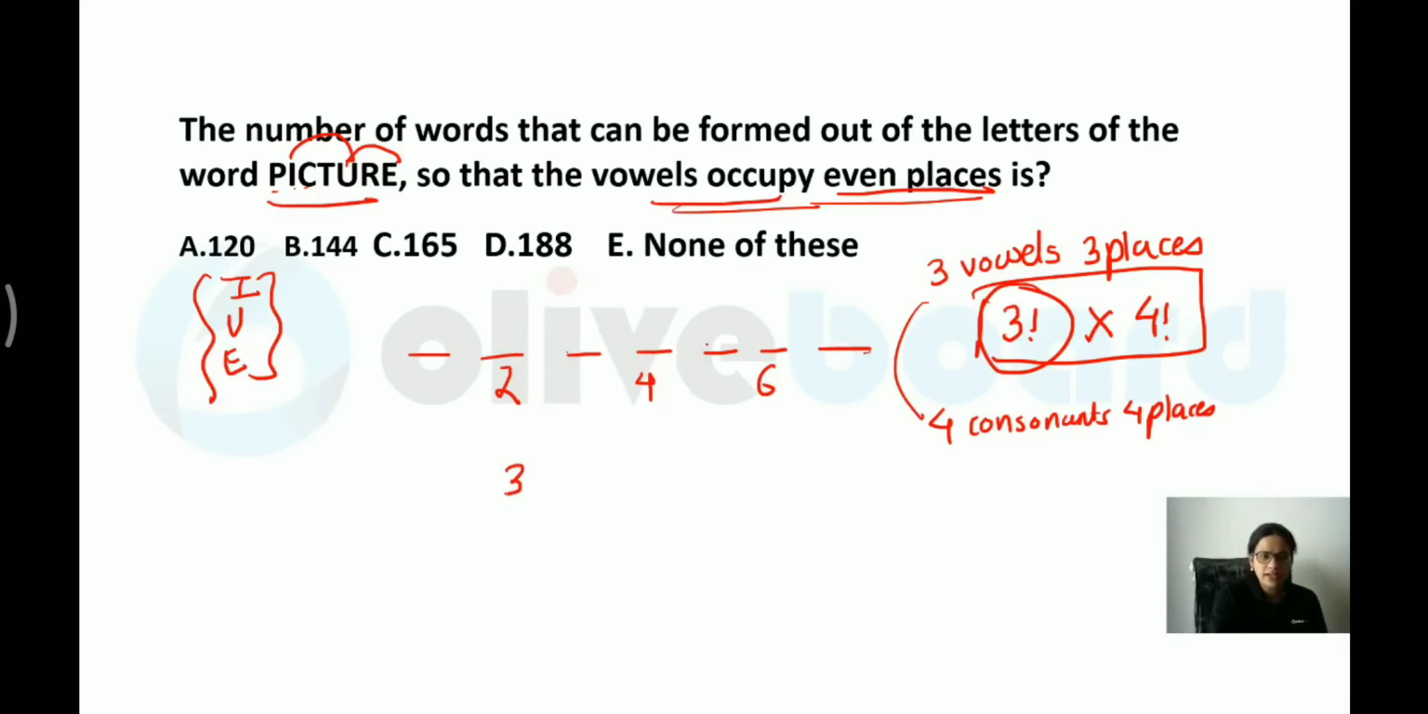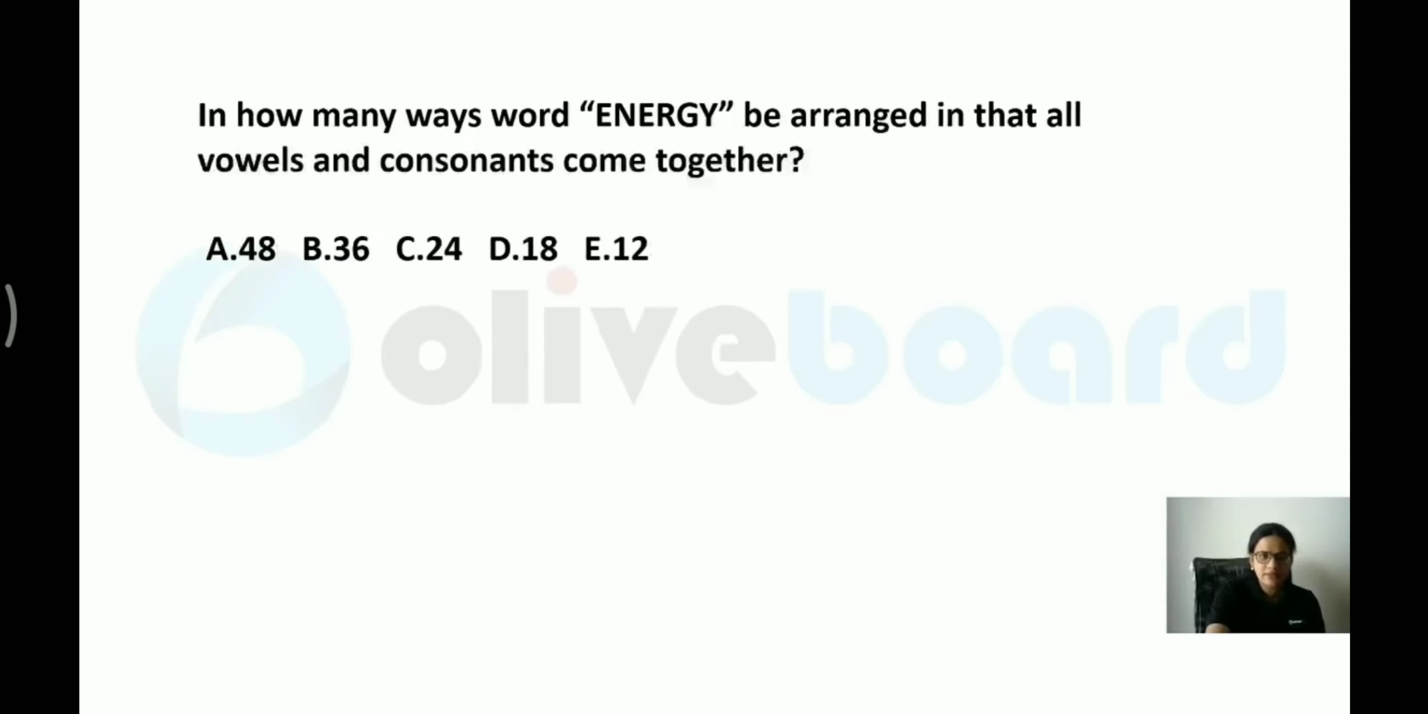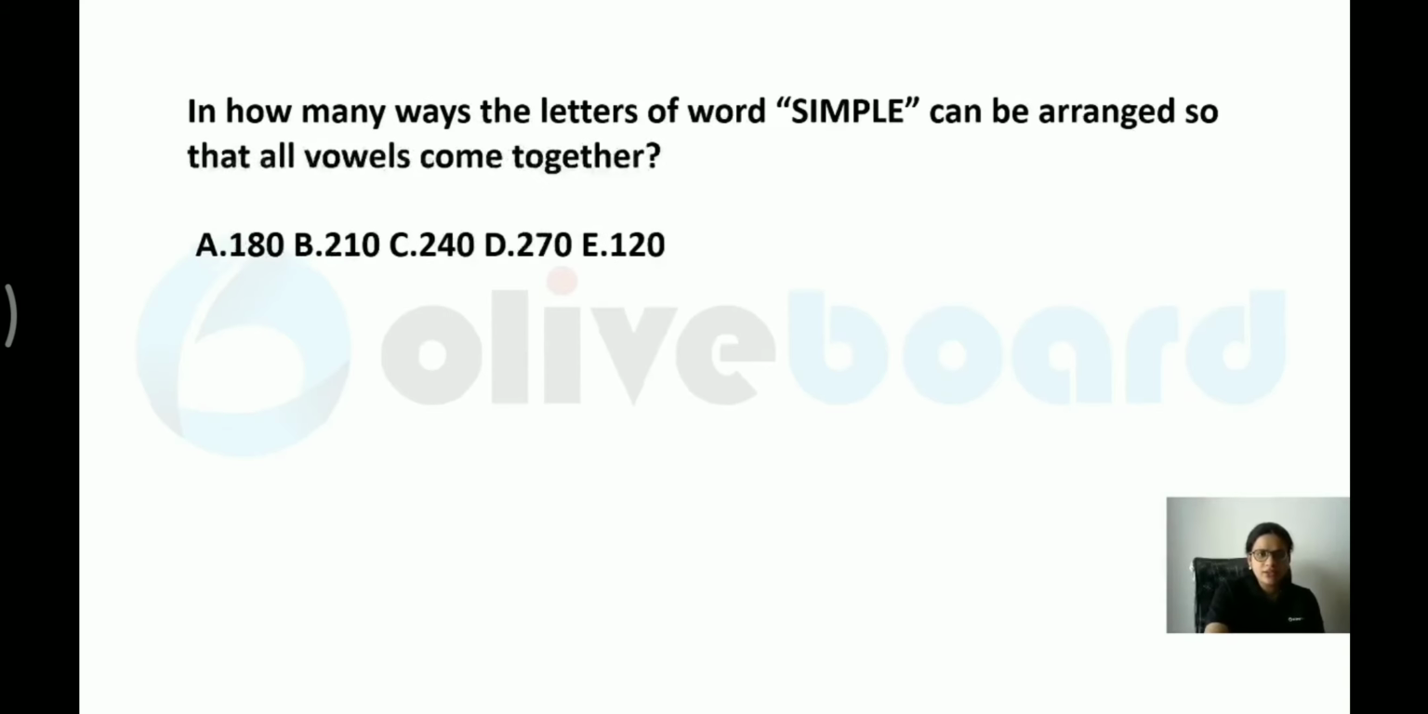So what would be your final answer? 3 factorial into 4 factorial. You can check: 3 factorial is 6, 4 factorial is 24. So we can calculate the value. It is nothing but 144 over here. So B option would be the correct one. So whatever positions they are telling you, you can just make arrangements accordingly. I hope it is clear. Now let me take a few more examples based on this. So here the next question is there on your screen.